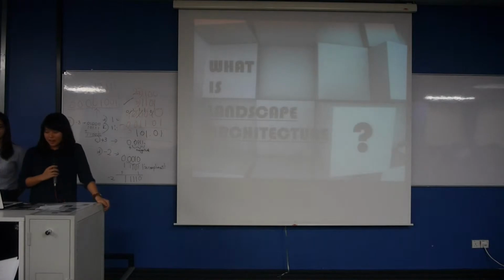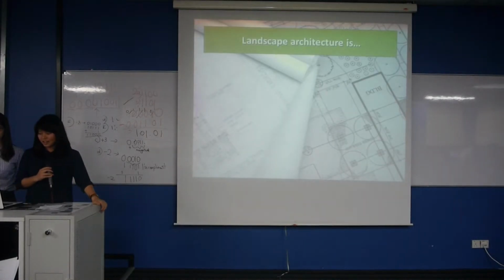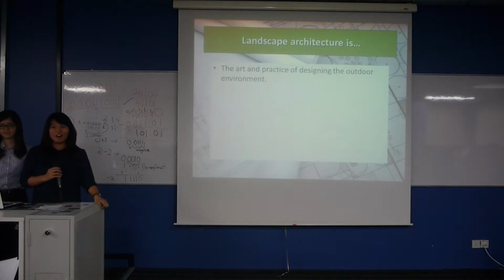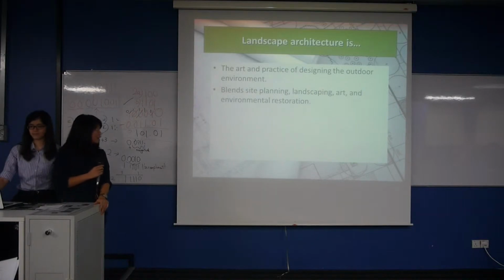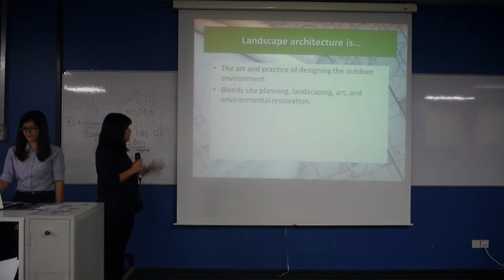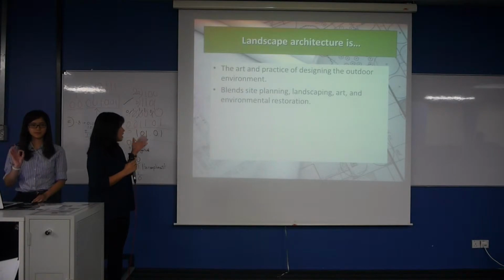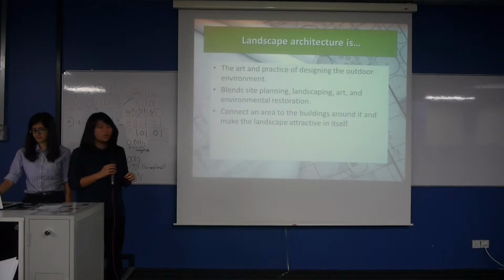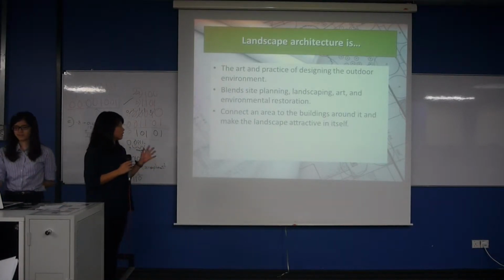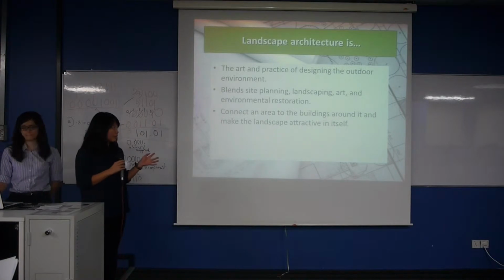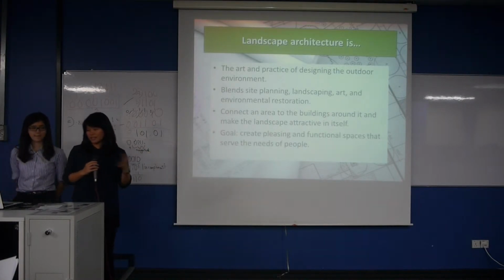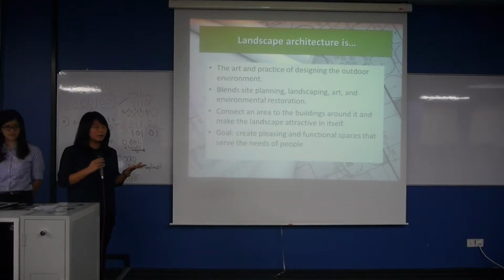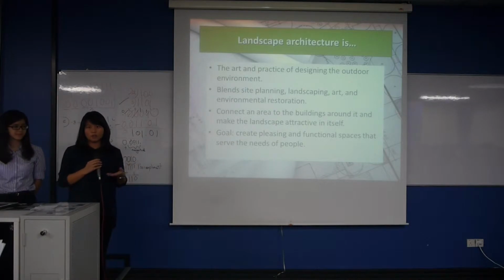What is landscape architecture? Basically, landscape architecture is about the art and practice of designing the outdoor environment, and normally it blends the site and planning, landscaping, art and environmental restoration. It also connects an area to the buildings around it and makes the landscape more attractive and pleasant. And the main goal of landscape architecture is to create a pleasant and functional space for the people around it.